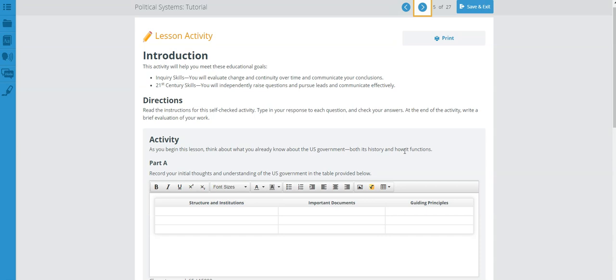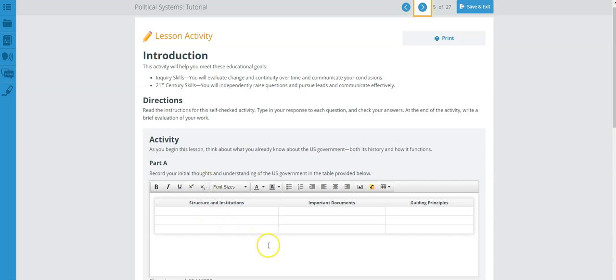And the first activity. As you begin this lesson, think about what you already know about the U.S. government, both its history and how it functions. And this will obviously help you answer part A of this activity. Record your initial thoughts and understanding of the U.S. government in a table below.